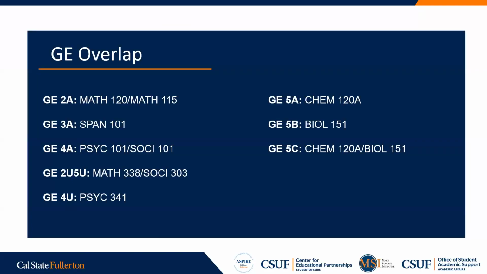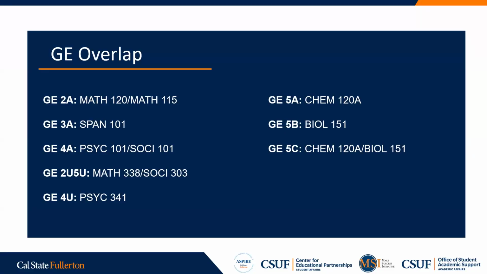So if you are not a biological sciences or a biochem major, there's not a ton of overlap with these prerequisite courses and your major. However, there are still some ways to fit these into your GEs. So for the 2A, for your quantitative reasoning one, that's Math 120, your statistics, or if you're doing the physics path, your Math 115, your college algebra.